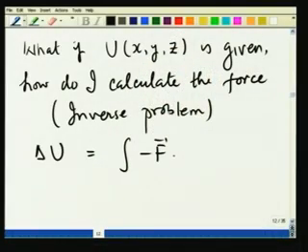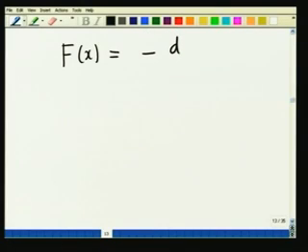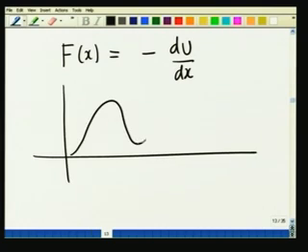Because what I have done so far is define delta u as the work done by us in moving a particle from point 1 to point 2. I am now asking, given this, how do I calculate this? Let me remind you what we did in the one dimensional case. In the one dimensional case, we said that the force at any point was minus du dx, where x is the displacement direction. If you recall from the previous lecture, I had in fact made a potential hill something like this and had pointed out how forces are and what their directions are at different points.